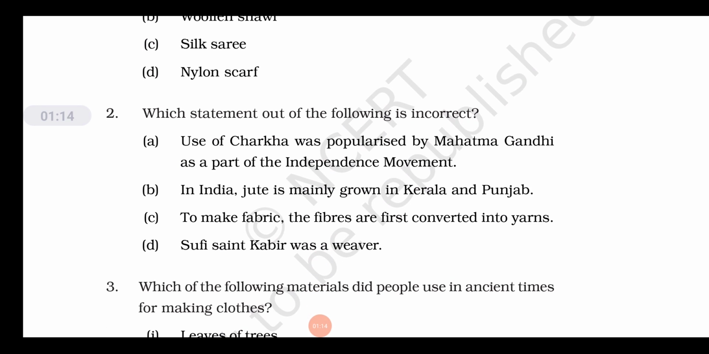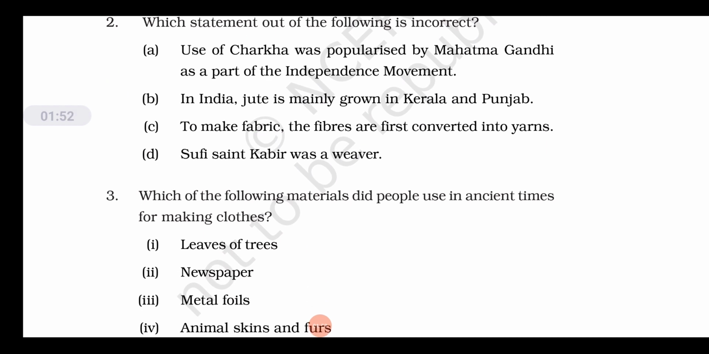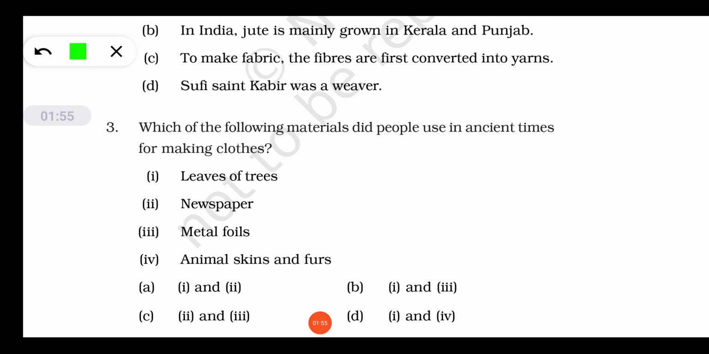Now question number 2. Which statement out of the following is incorrect? Use of charkha was popularized by Mahatma Gandhi as part of independence movement. Absolutely correct. In India, jute is mainly grown in Kerala and Punjab. This option is wrong, because jute is mainly grown in Bihar, West Bengal, Assam and Andhra Pradesh. To make fabric, fibers are first converted into yarns. Bilkul sahi. Sufi Saint Kabir was a weaver. Wo ek julahe the, kapde banate the. Bilkul sahi.